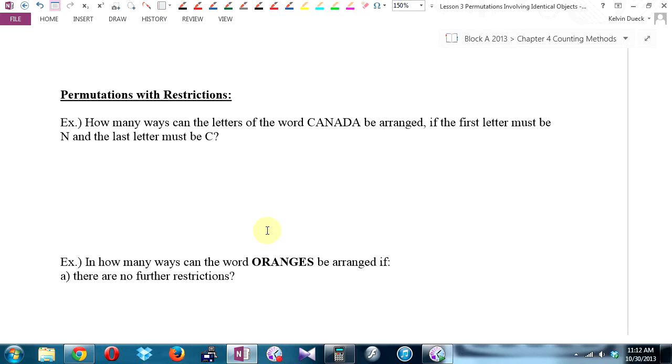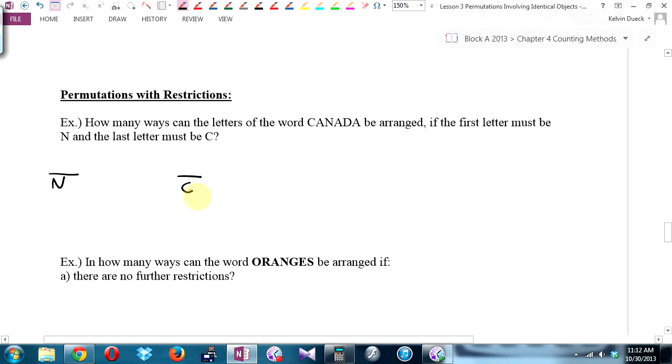A few more nasties. Permutations with restrictions. Okay? How many ways can the letters of the word Canada be arranged if the first letter must be N and the last letter must be C? Now we're going to be combining everything. We're going to do the restrictions first. So here's what I have. There's got to be an N there. There's got to be a C there.